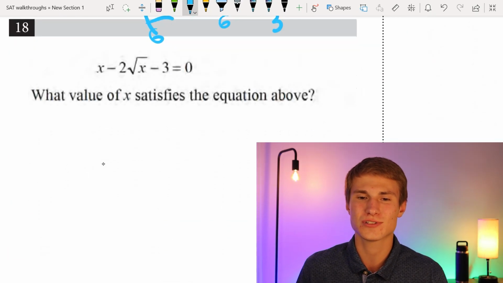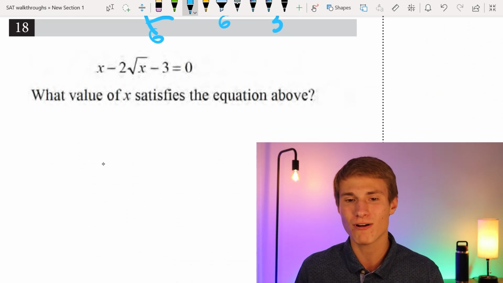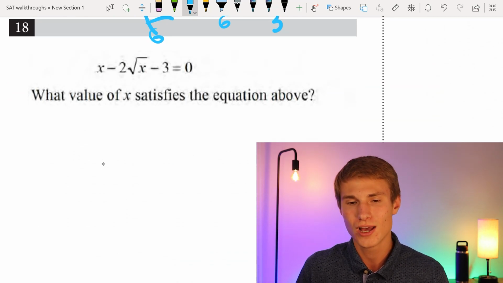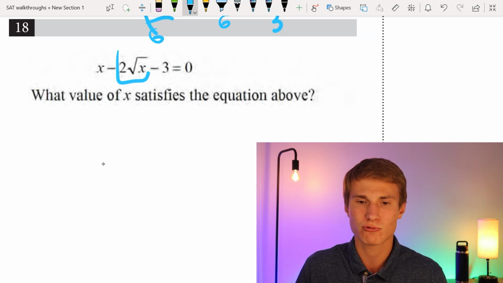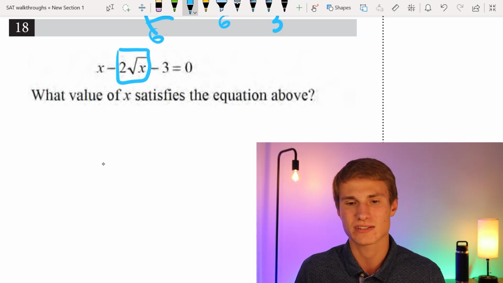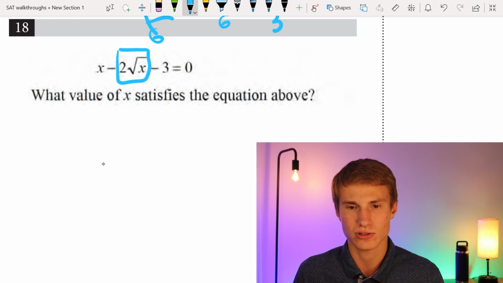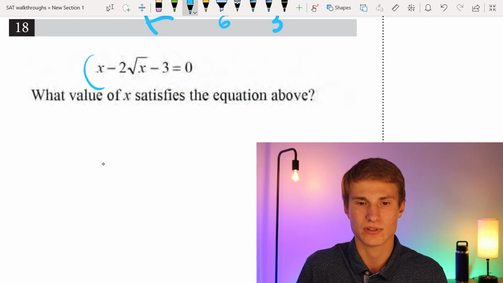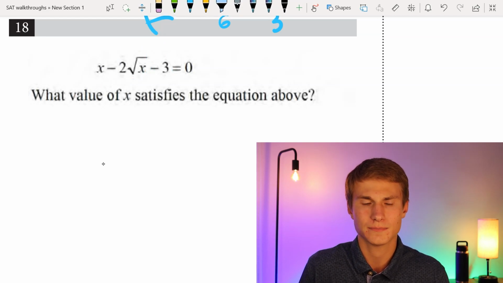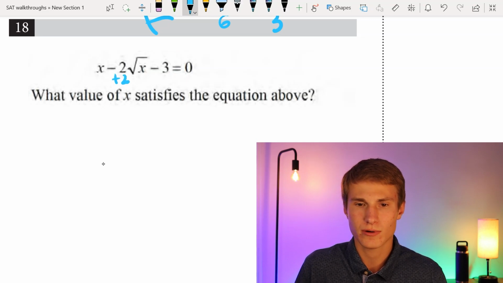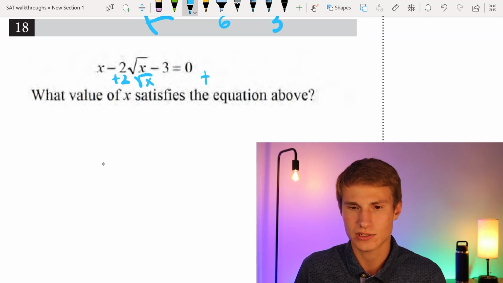We've got x minus 2 times the square root of x minus 3 is equal to 0. What value of x satisfies the equation above? Well, what we want to do here is we want to get this square root over to our right side so we can square this equation a lot easier, right? We're not going to have to deal with squaring this whole thing, okay? So let's go ahead and do that. So we're going to go ahead and add 2 times root x to each side.